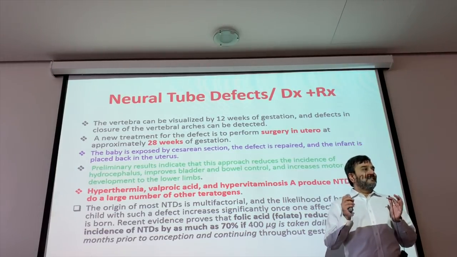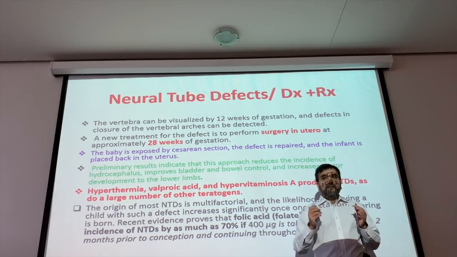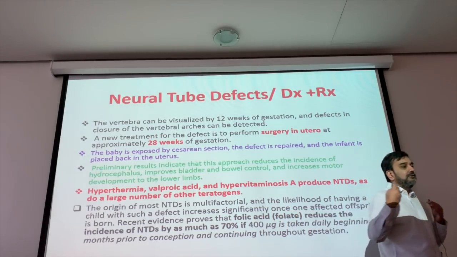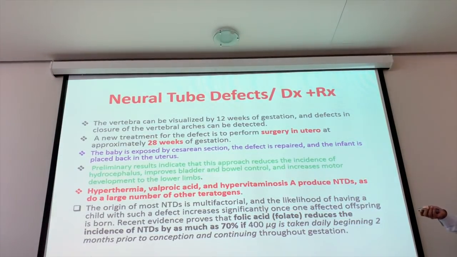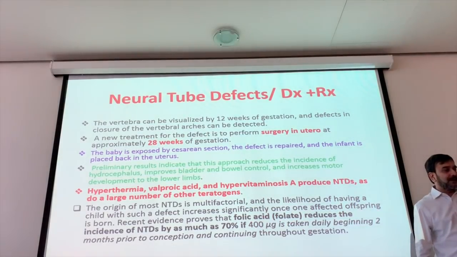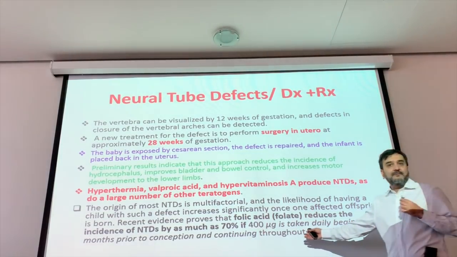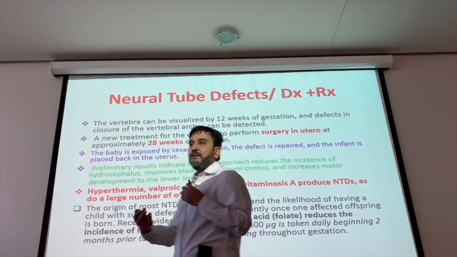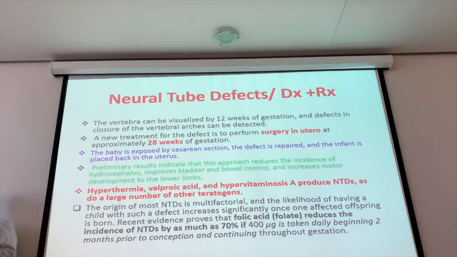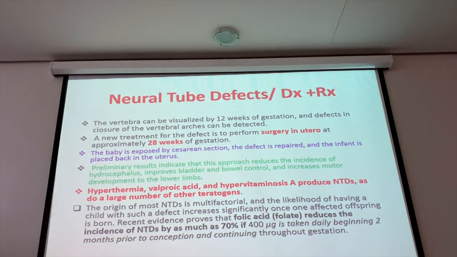Most women take retinoic acid for preventing acne, so that needs to be stopped if you want to get pregnant. And 70% of NTDs can be prevented by just giving 400 micrograms of folic acid. So you can take these pills if you are becoming pregnant. This is going to help you in not developing NTD in 70% of patients.